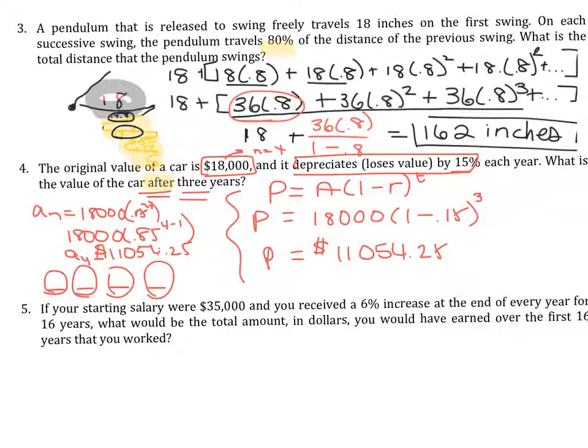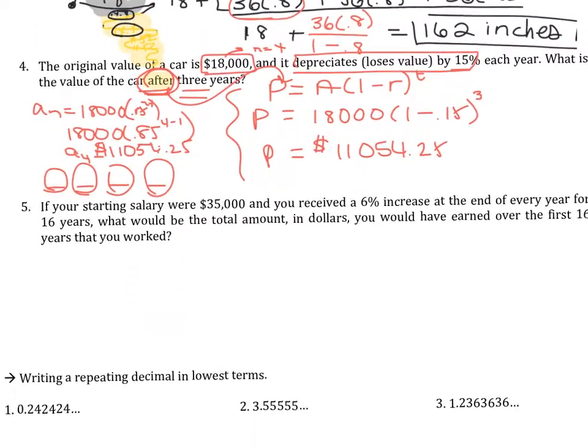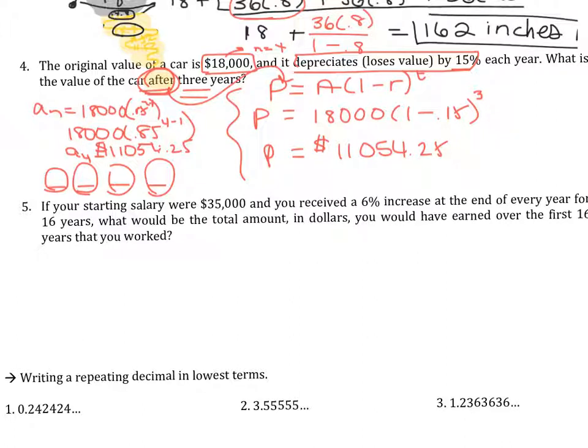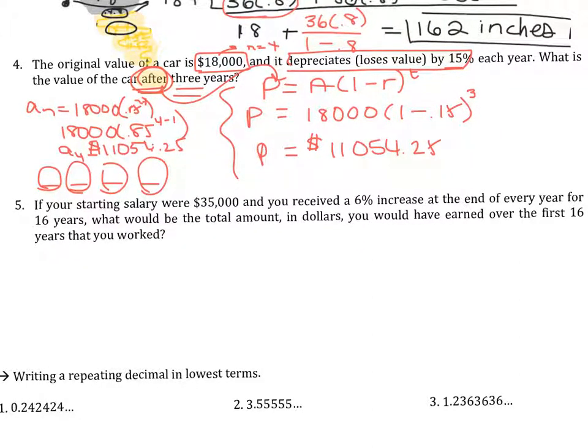So whenever you see the word after, I would use the exponential growth or decay model that we learned last unit. If we look at this last problem, it says if your starting salary was $35,000 and you received a 6% increase at the end of every year for 16 years, what would be the total amount in dollars you have earned over the first 16 years? And instead of over, I'm going to say during. So can you actually type that out? And let's write during.